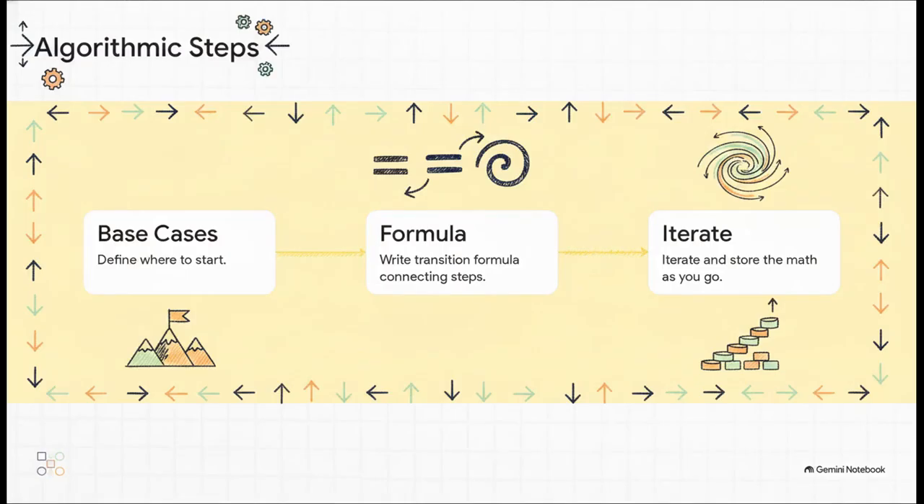So here's the crucial takeaway. Regardless of whether you choose top-down or bottom-up, your algorithmic steps remain wonderfully constant. Step 1, define your base cases. Where do you start? Step 2, write your transition formula, connecting those steps. And step 3, iterate and store the math as you go. Honestly, if you master these 3 steps, you've got the skeleton for almost every dynamic programming problem out there.